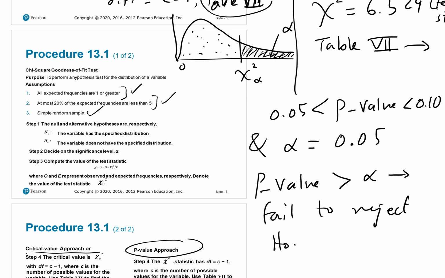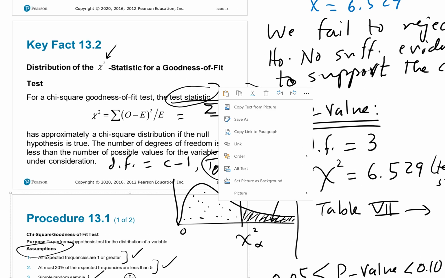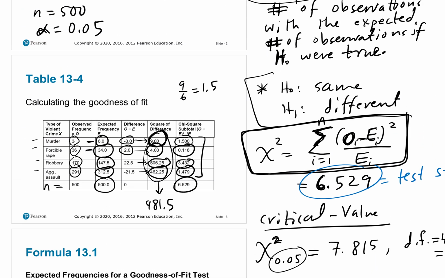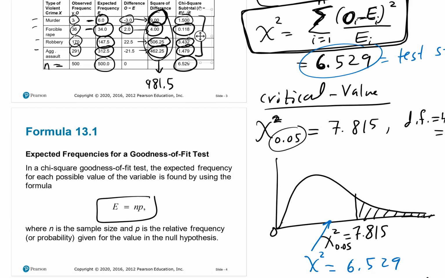H0, the null hypothesis. Now, you might say, wait, what happened to these conditions here, or the assumptions? We did not test them. Let's go back and check. It says all expected frequencies are 1 or more. So how do you find them out? Well, expected frequencies, we found them. 634, 147, 312, right? All of them are bigger than 1.